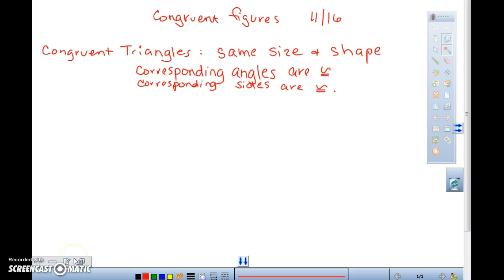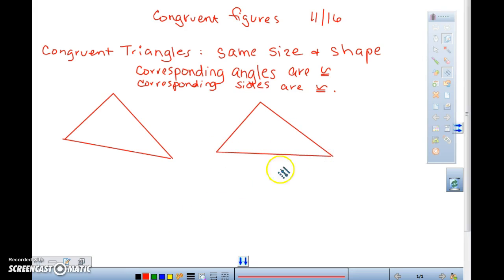I go along with this definition. Very similar to what we did with our patty paper. Now I'm going to attempt to draw these two triangles the same size and the same shape. I'm not an artist, so you may have to pretend a little bit. Okay, so those are going to be the same size and shape.